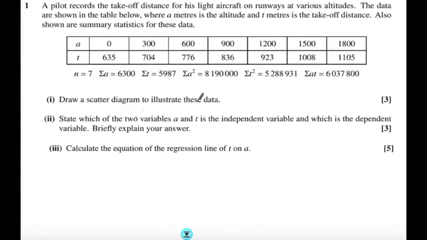Right, part 2, state which of the two variables A and T is the independent and which is dependent. So remember, the independent variable is the thing that's not being affected. It's the thing that the pilot is changing, that he knows, and that's going to affect the dependent variable. So here you can see he's changing A, the altitude, and then he's seeing what T, the takeoff distance, is. So for those 3 marks, A is independent, T is dependent.